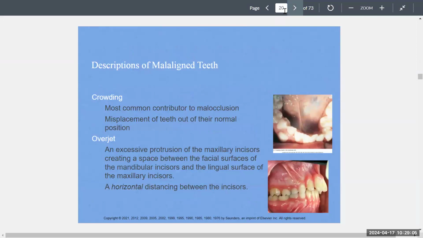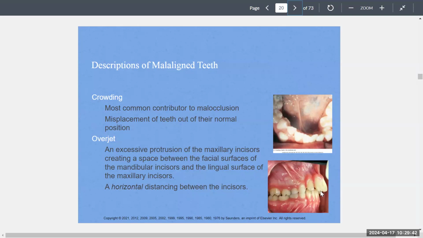So crowding is the most common when it comes to malocclusion. Crowding is the biggest issue. It's misplacement of teeth out of their normal position, as you can see here. But then you also have something called overjet, which is also pretty common. And overjet is an excessive protrusion of the maxillary incisors, and you get this space. So I like to think of it as a jet airplane that flies from the facial surface of the mandibular incisors, and then flies into the incisal edge or the lingual surfaces of the maxillary anterior teeth.